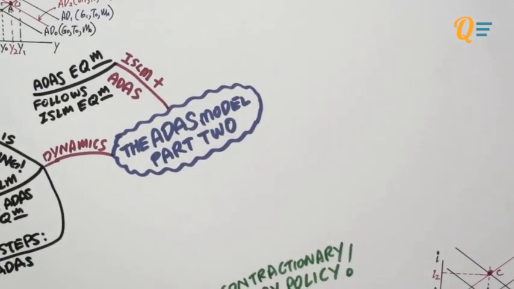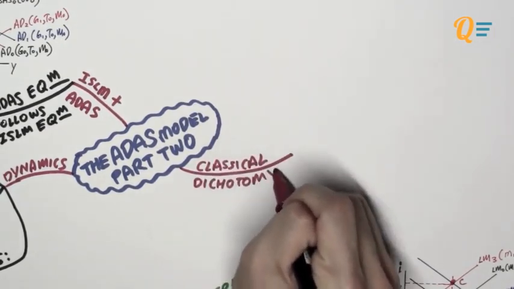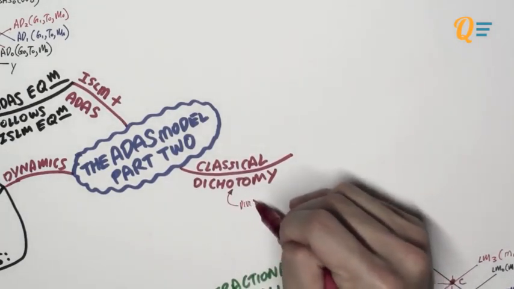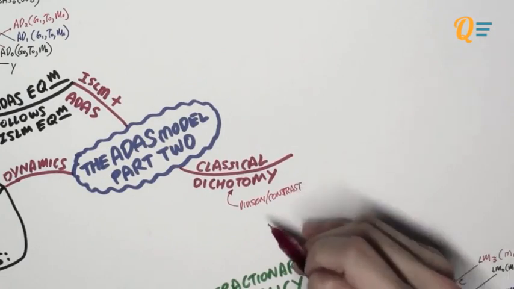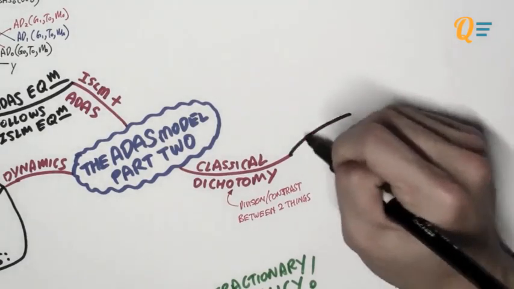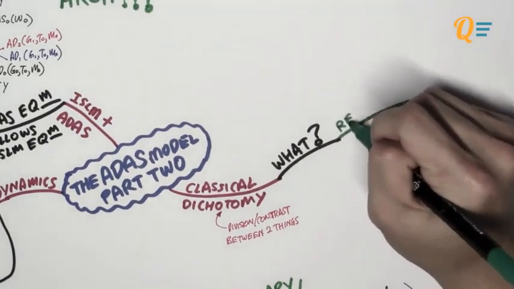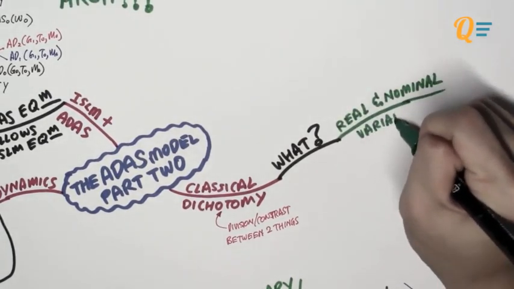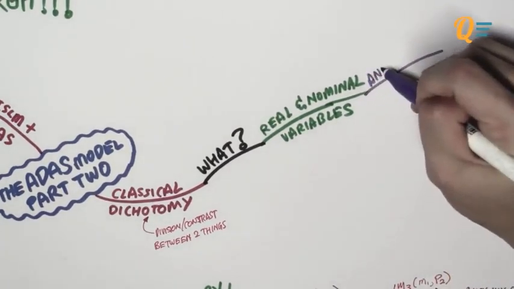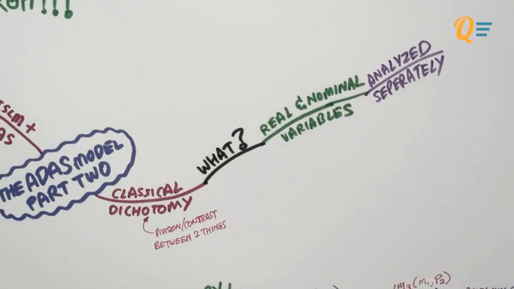And that brings me to the last topic in this video. Let's talk about the classical dichotomy. So what exactly is the classical dichotomy? Before we go there, let's ask ourselves, what is a dichotomy? Well, a dichotomy is simply a division or a contrast between two things, okay? So you're simply separating two things. Applying this to the classical dichotomy, what we're trying to dichotomize here is actually the real variables and the nominal variables. So what the classical dichotomy is saying is that you can actually analyze the real variables and the nominal variables separately. Okay, so that's what it's trying to say.